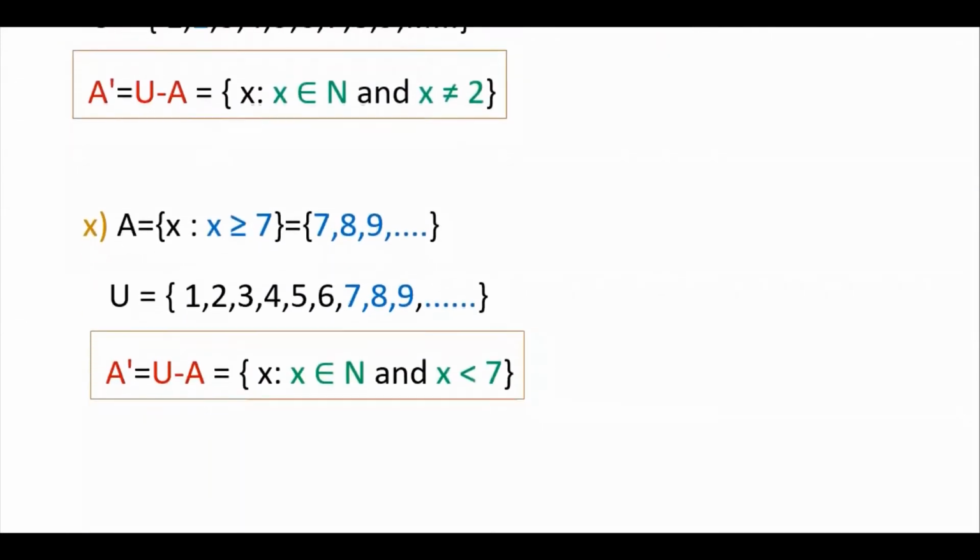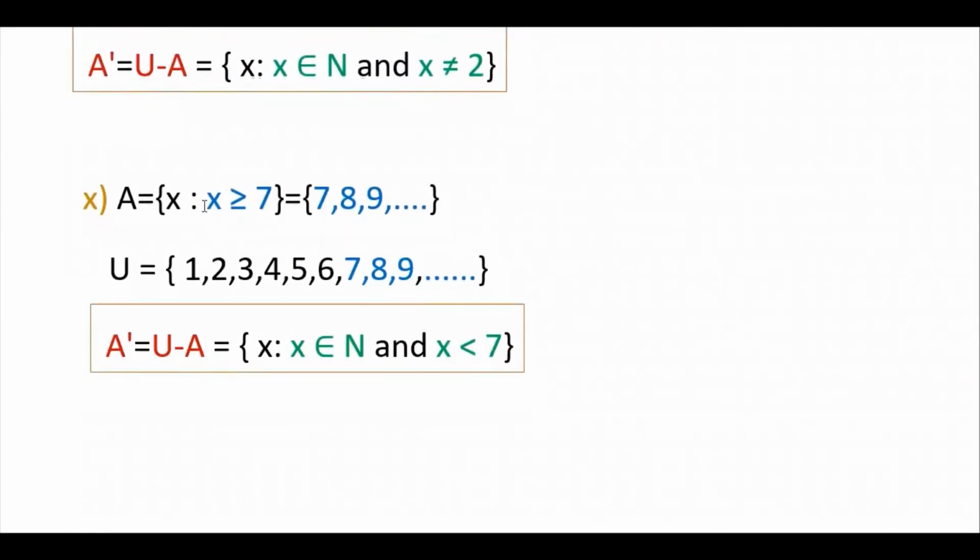And in the next one, here x such that x is greater than or equal to 7. So greater than or equal to 7, the numbers are 7, 8, 9, etc. So if you exclude all the numbers which are greater than or equal to 7 from the universal set, you will get only these numbers 1, 2, 3, 4, 5, 6. So you can write the complement of set K is equal to x such that x belongs to capital N and x is less than 7. So these numbers are x is less than 7.